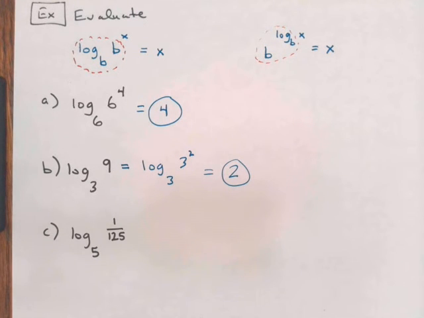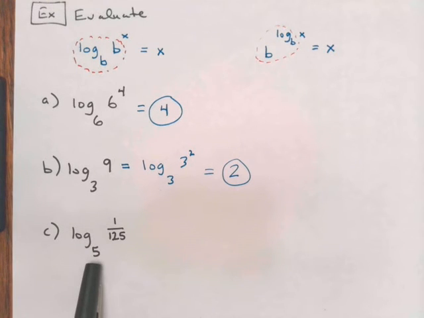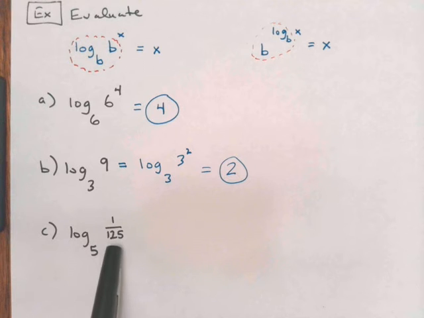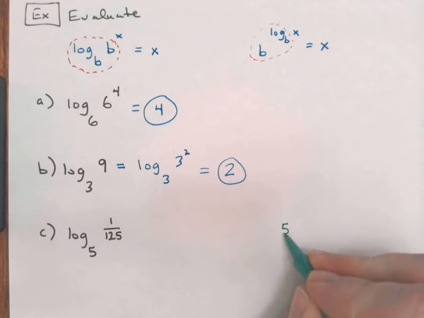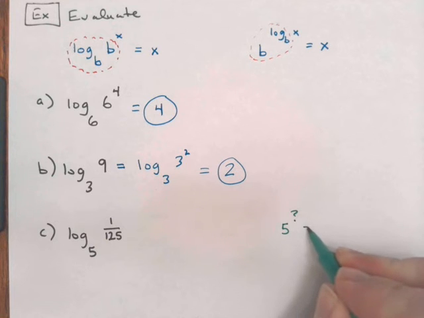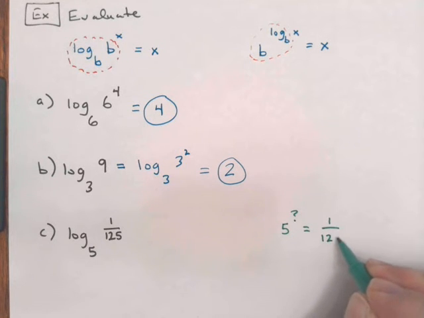This one is a similar idea, but a little bit harder. I have log base 5 of 1 over 125. What I want here is I want 5 to a power. So what I need to do is take a look at that 1 over 125 and ask myself, 5 to what power is equal to 1 over 125?